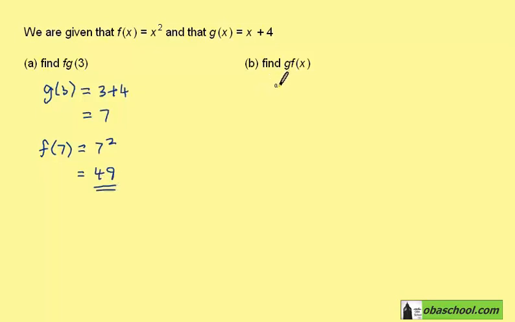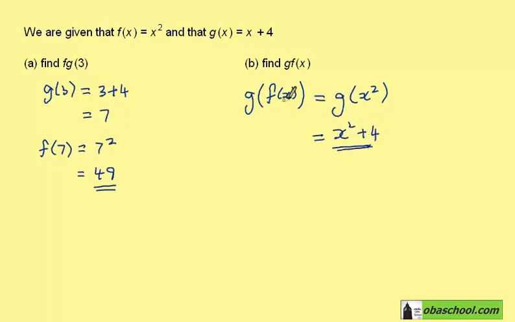We now have g of f of x. This means that f is done first and then g. So g of f of x is x squared, so this is g of x squared. That means we put x squared into g instead of x, so that means we get x squared plus 4. Note g just takes whatever is input and adds 4 to it.